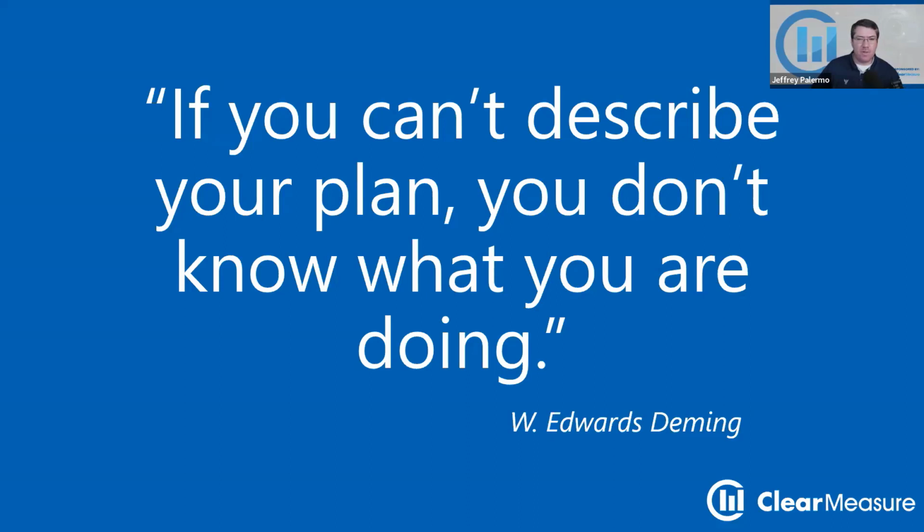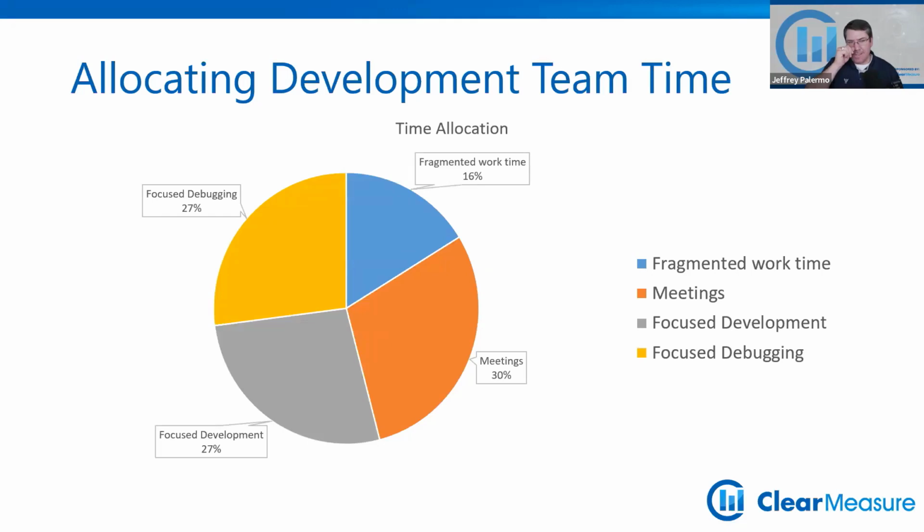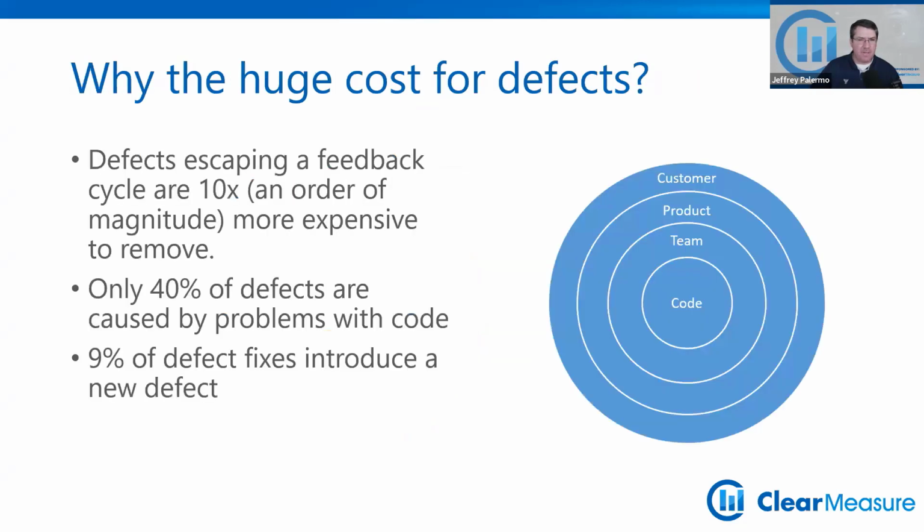Okay. So with the baseline, let's allocate some development team time. So we put in the pie chart some developer time split between debugging and development. And when actually, I'm gonna go to this slide.